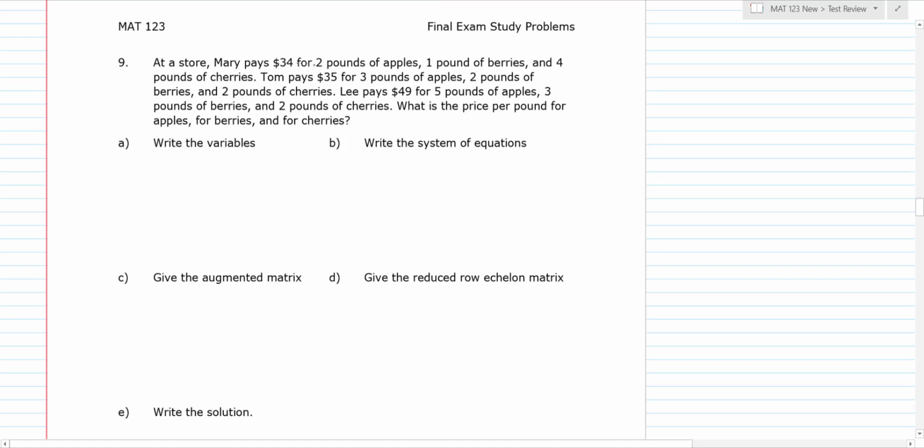It says Mary pays $34 for 2 pounds of apples, 1 pound of berries, 4 pounds of cherries. That seems to be a piece of information, and it already shows you where those three variables are. Tom pays $35 for 3 pounds of apples, 2 pounds of berries and 2 pounds of cherries. That's more information. Lee pays $49 because he goes to a high-priced store, I guess. The question always tells you what the variables are: what is the price per pound for each of those three things?